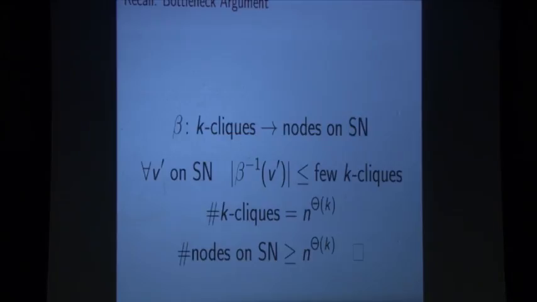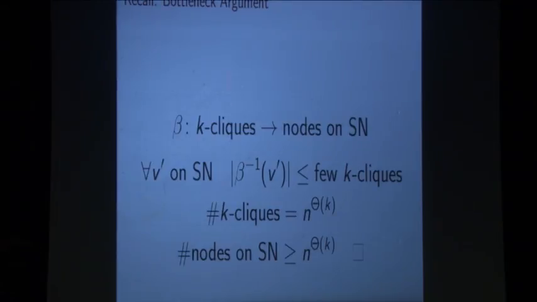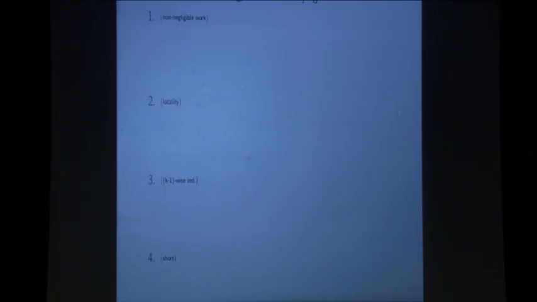Then we recall that we want to implement this strategy of coming up with the bottleneck function that maps cliques to nodes on the switching network, so that not too many cliques are mapped to every node. That's what we are going to do.